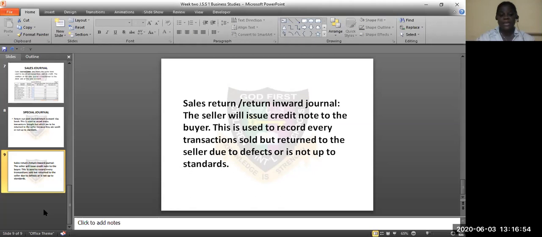Are you with me? So that is why it is very, very important for you to know that journals is a book used to record the sales done on credit or the purchases done on credit.